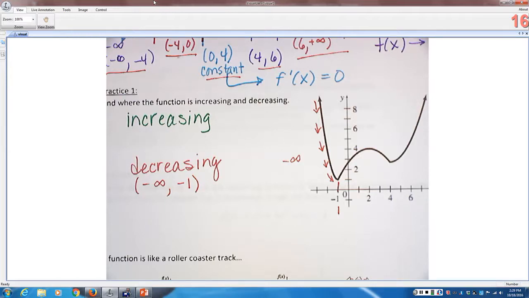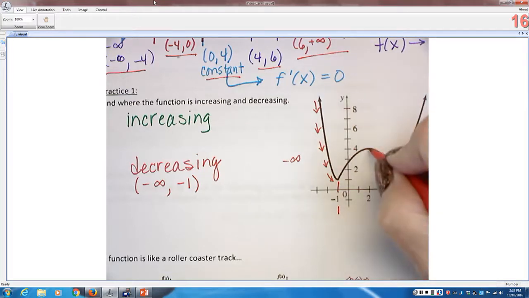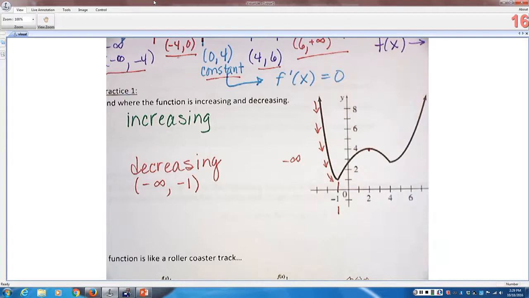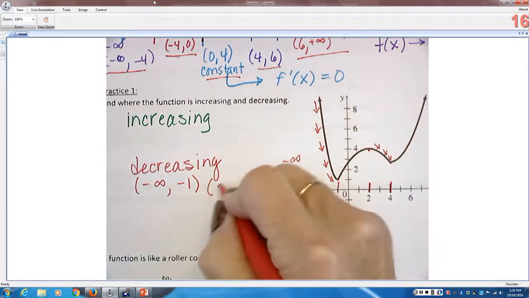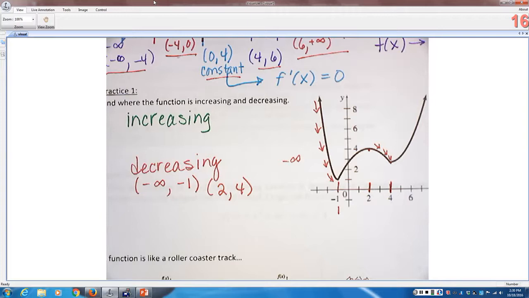Question, is it increasing anywhere or decreasing anywhere else? It seems briefly from 2 to 4. This 2 seems to correspond to the top of that, and it does change behavior at 4, so it's also decreasing from 2 to 4.